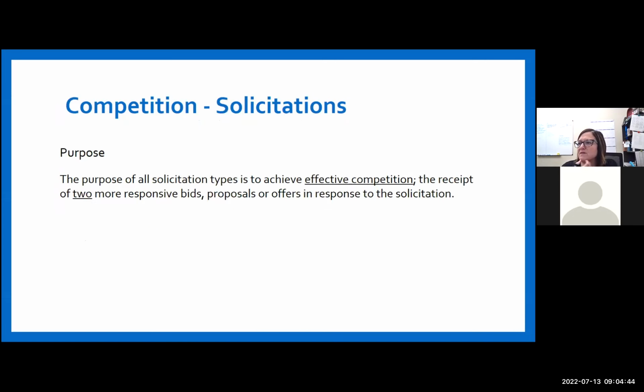So the purpose of the solicitation is to achieve effective competition, which is the receipt of 2 or more responsive bids, proposals, or offers in response to the solicitation. So if you direct solicit 10 people for a particular RFP, if you have 1 response for a proposal and 2 responses that say, we are not interested at this time, those 2 basically non-responses do not qualify as an actual response to the RFP.